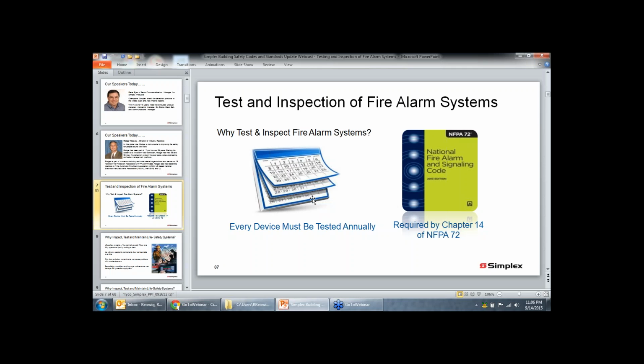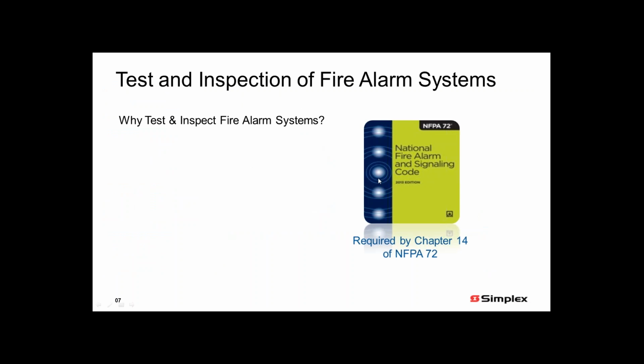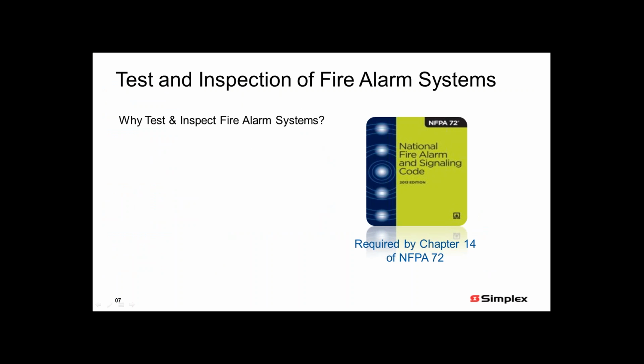Okay, perfect. All right. So we'll go ahead and talk about why we test fire alarm systems and the governing documents for this. NFPA 72 is the document that we use for testing fire alarm systems, finding what the requirements are. I deal a lot with NFPA 72.